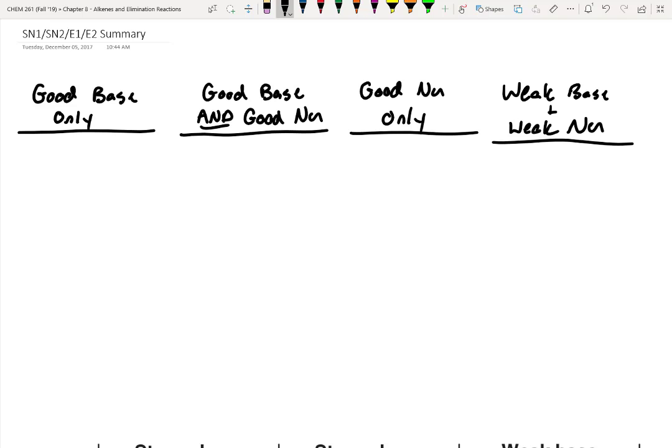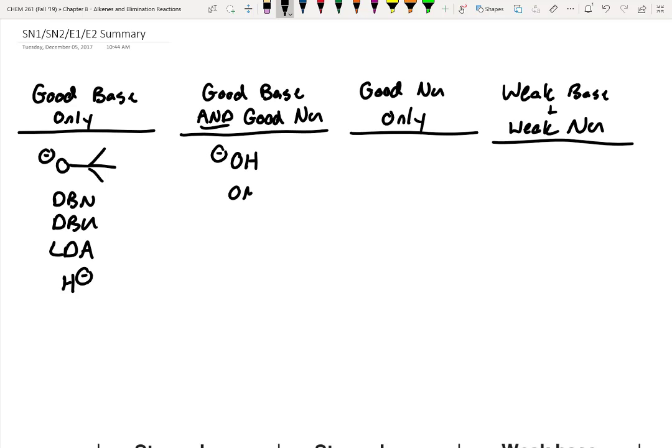What were our good bases that were only good bases again? Let's just practice. Tert-butoxide. Again, that looks like this. Then we have DBN, DBU, LDA, and H-. All of these won't do substitution chemistry, at least not readily. All right, what's a good base that's also a good nucleophile? OH-, OMe-, OEt-. All of these are pretty good bases, right? They want to steal their proton back, but why are they also good nucleophiles?